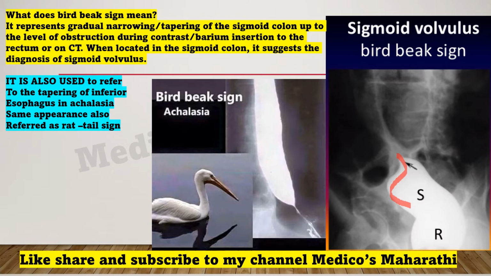It is also used to refer to the tapering of the inferior esophagus in case of achalasia. In primary achalasia, the bird beak sign is also useful for diagnosing that yes, it is a case of achalasia. This appearance is also referred to as rat tail sign. So two signs are clear to you.